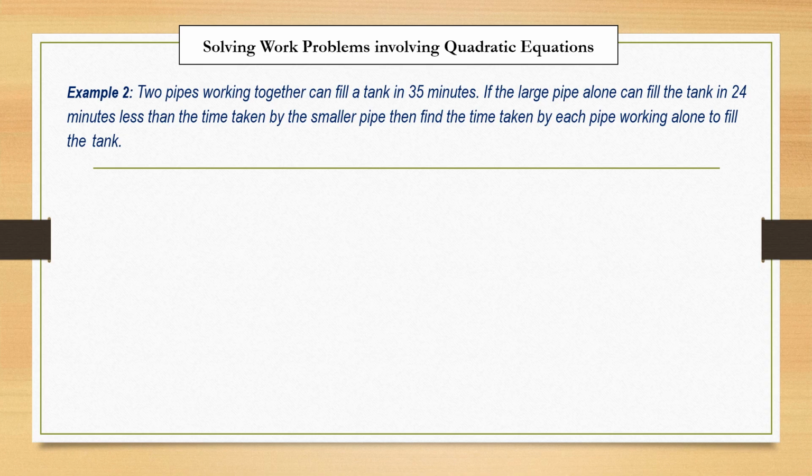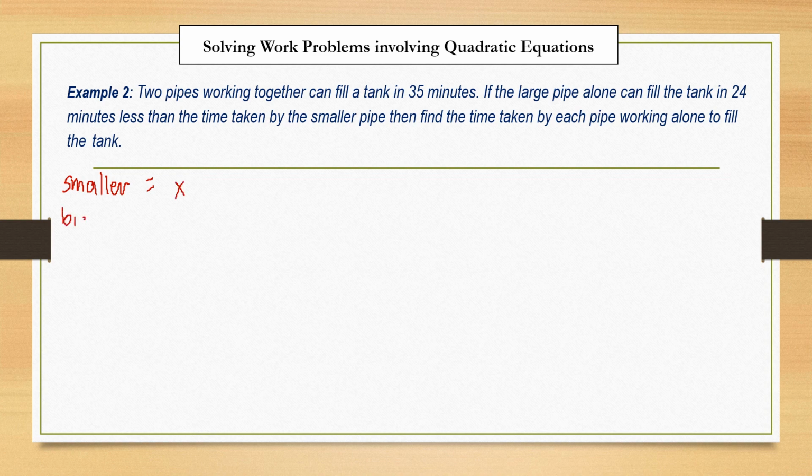So in the given problem, we are talking about two pipes, a smaller pipe and a larger pipe. According to the problem, the larger pipe can fill the tank in 24 minutes less than the time taken by the smaller pipe. So let's assign a variable that will represent the number of minutes that the smaller pipe can fill the tank. So let's say the smaller pipe can fill the tank in x minutes.